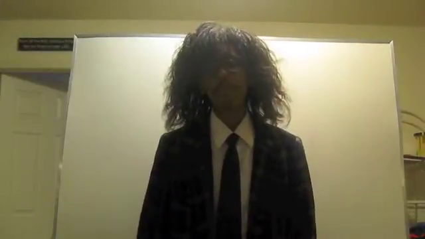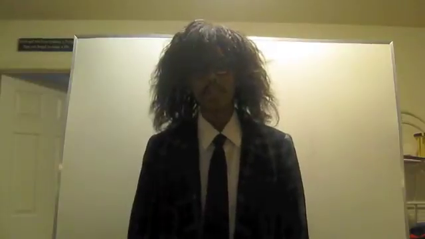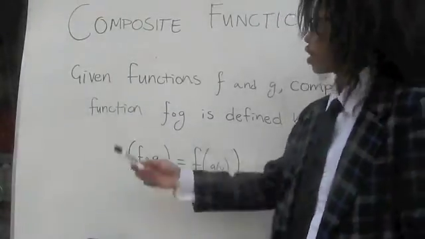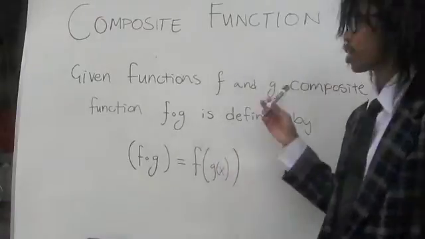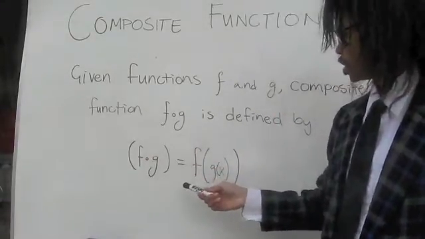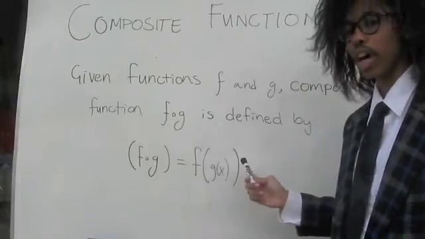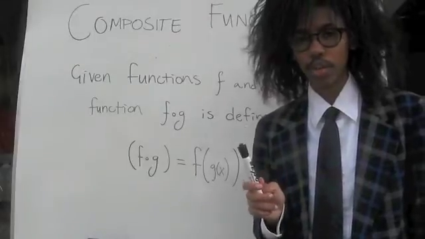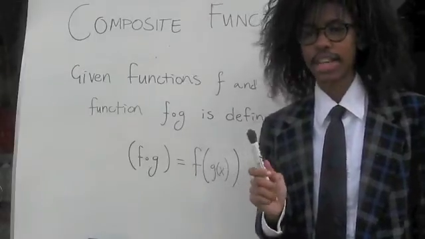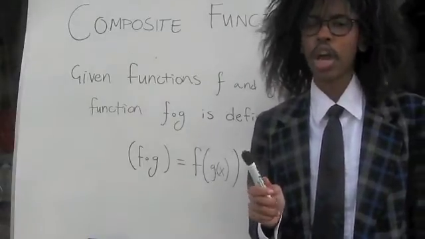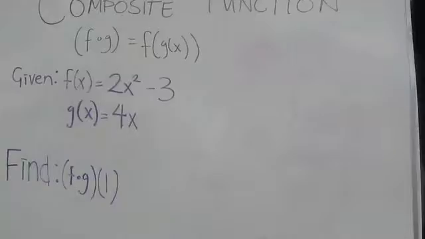Good morning, I'm Professor Exponent, and here I'm going to teach you how to do pre-calculus. The composite function states that given functions f and g, the composite function f of g is defined by f of g equals f of g of x. Now, I know this may seem very difficult, but I assure you that it's not as difficult as it seems. Let me show you an example of how we will use this in a pre-calculus equation.